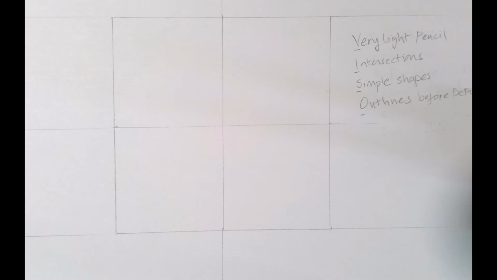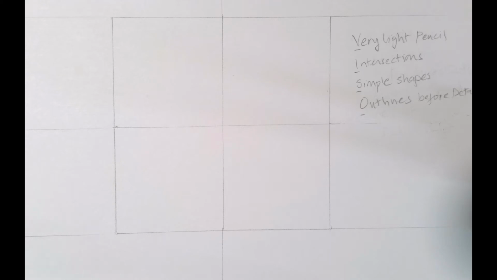And then the last one is O for outlines. The outlines are basically, if you draw a circle, the outline of the circle is what's drawn. If you draw a triangle, that's the outline that we are drawing. So these are the outlines or the basic shapes that are drawn before we actually draw a more complex, detailed image. So we call that outlines before details. So let's get started.